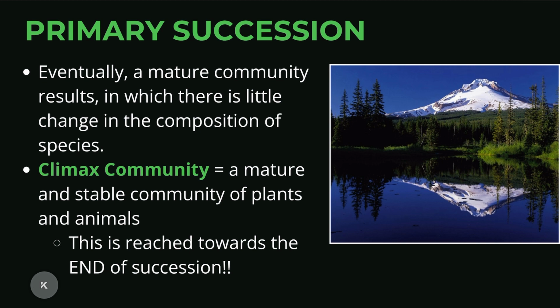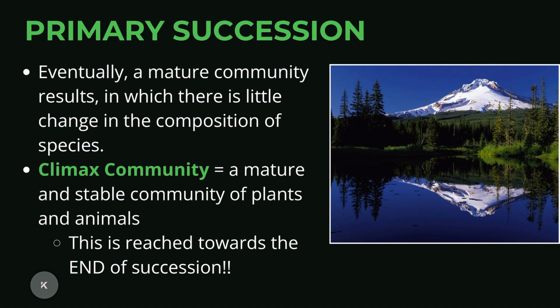So with primary succession, eventually you're going to have a mature community where there's little change in the composition of species. The species are relatively not going to change. And this is called a climax community. So this is the end of succession when you reach this climax community.